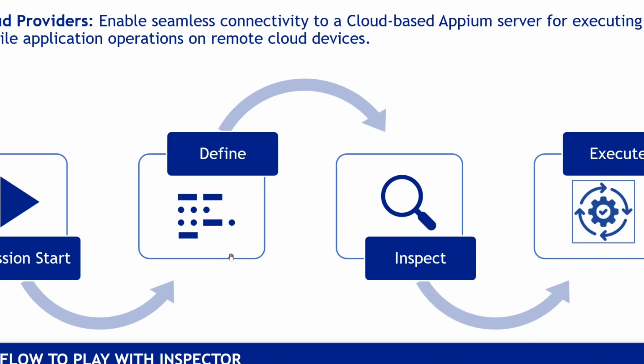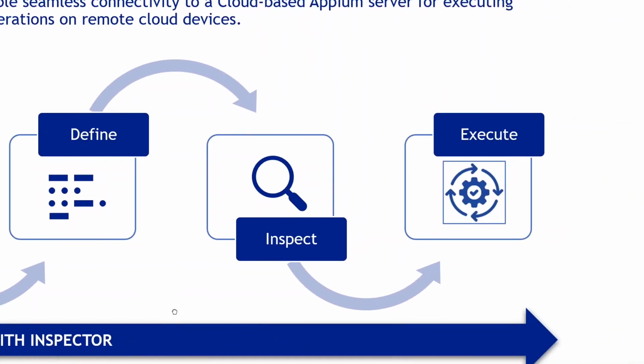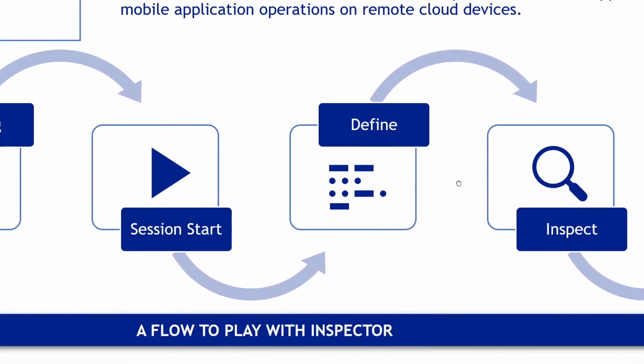And then you can define the element attribute values based on the selectors that you're going to choose, and then you can inspect. Inspect means it will identify the particular element based on the definition you have given. And then if you want, you can execute it and see that the particular operation is happening on the element based on the given strategy. So this is the flow.